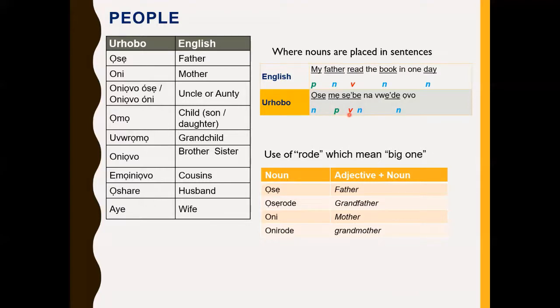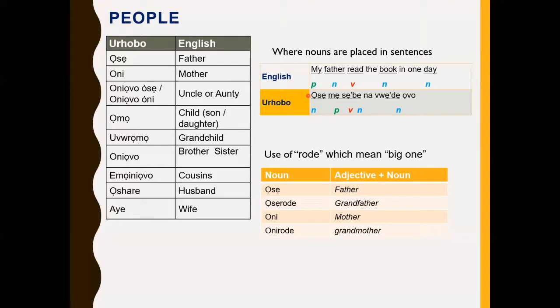Sebina: sebi, ebi is book, and se is to read. Sebi, read a book. You can see those two words are fused. Na, the. Wedovo, we, in one day, ovo, one. Oseme sebina vedovo. So if I wanted you to substitute ose with mother, can you try that?